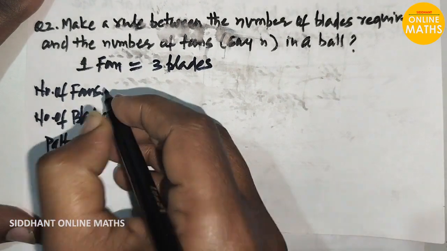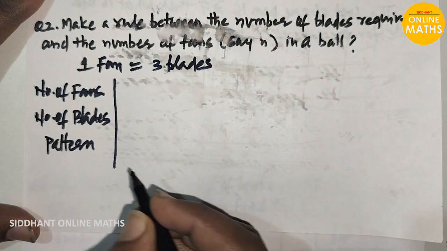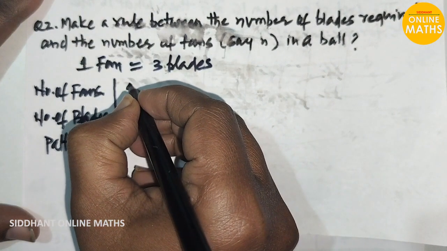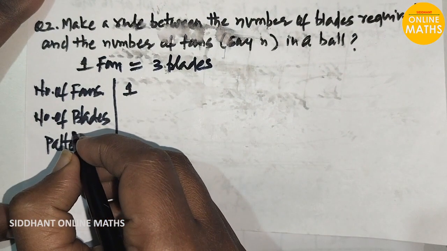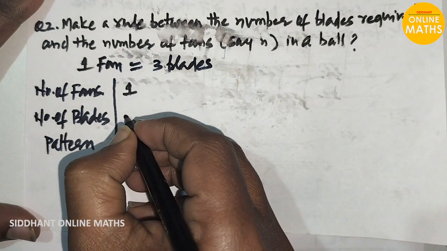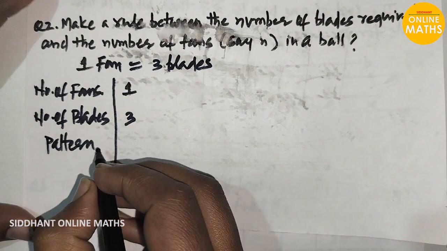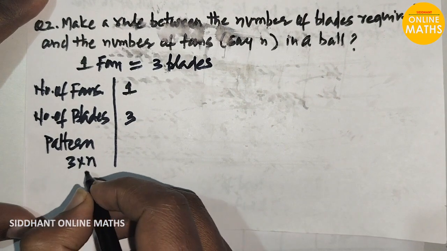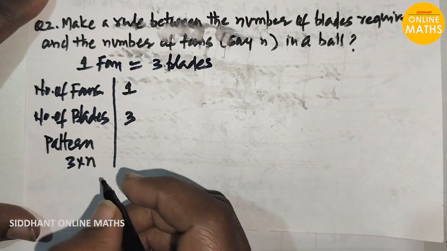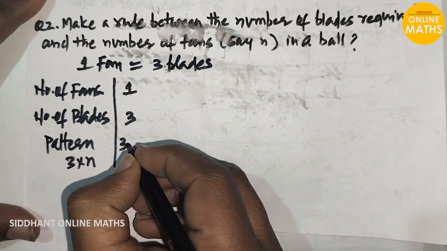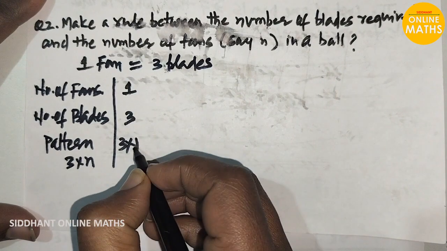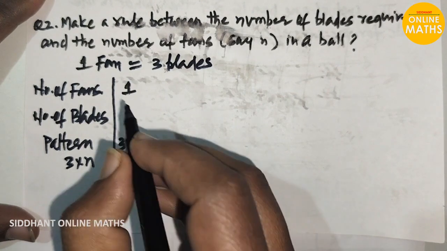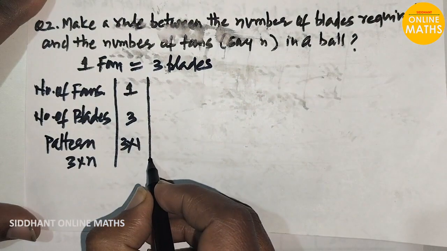Next, pattern. So here the number of fans will be 1 and the number of blades will be 3 here, and the pattern will be 3 into n. Here n means the number of fans. So here you see 3 into 1. That will be the number of blades. So this will be your pattern.